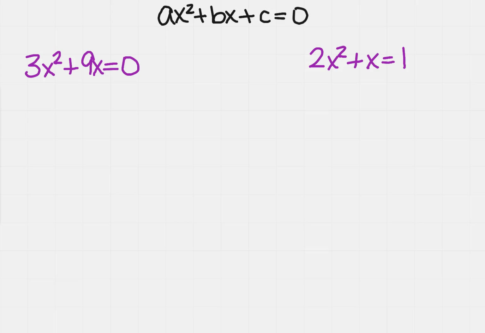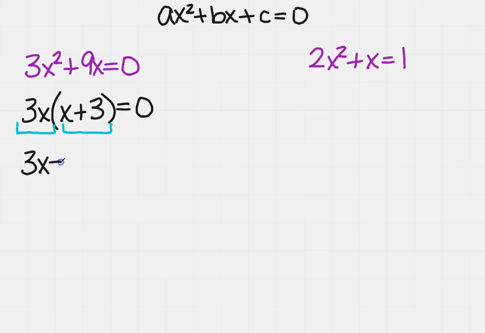First thing that I notice is that there are factors in common to both terms. And so there's a 3x in common to both. So I would get 3x times (x plus 3). Now remember, this is an equation, so it still equals 0. Once we've done this, we're going to set each different term equal to 0. So that would be the 3x is one and the x plus 3 is another. So I'm going to take 3x equals 0 and x plus 3 equals 0.